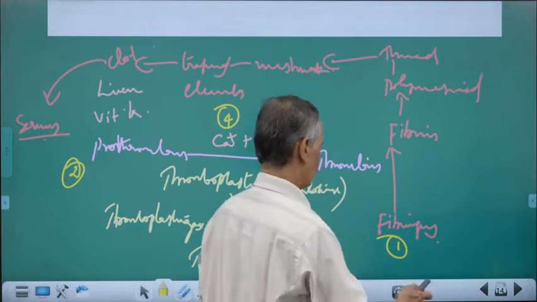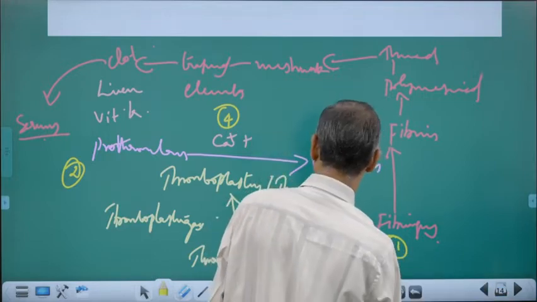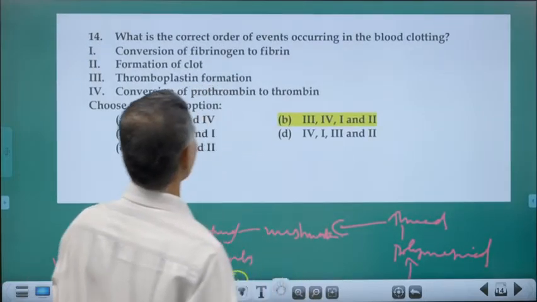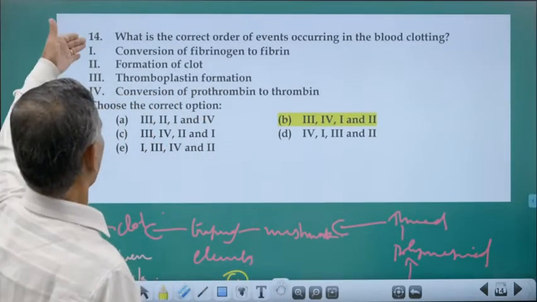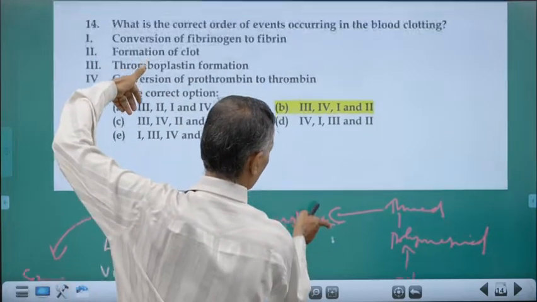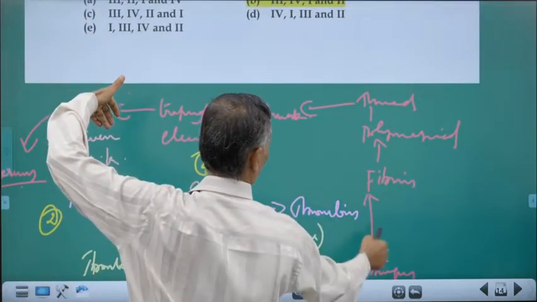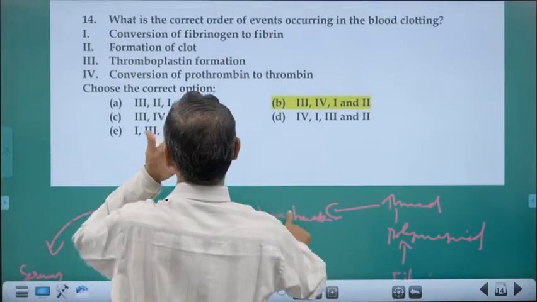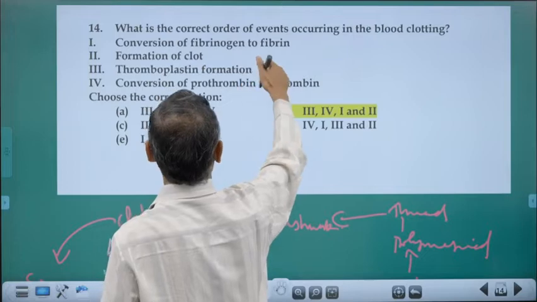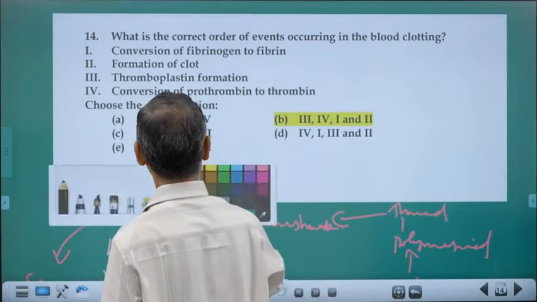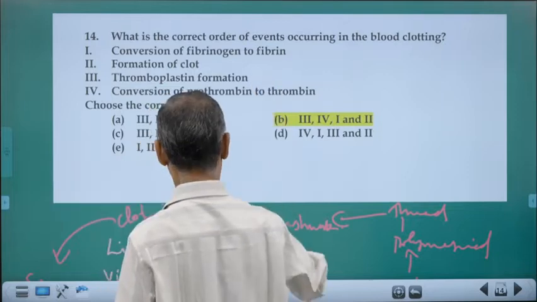Okay, so we have a lot of such events. Now coming to the question. What is the correct order of events? Conversion of fibrinogen to fibrin, see, fibrinogen to fibrin is not the first one. So thromboplastin formation among them, that is number 1. So the chance is for this one.